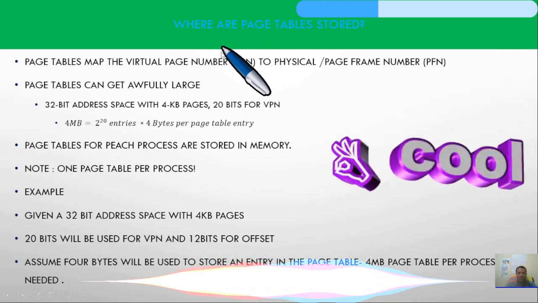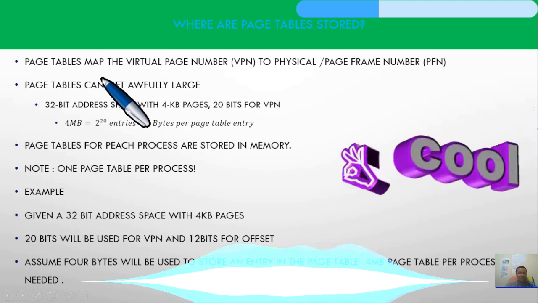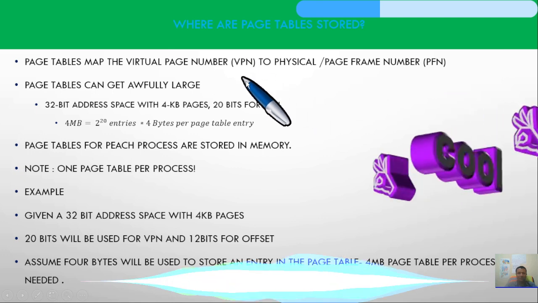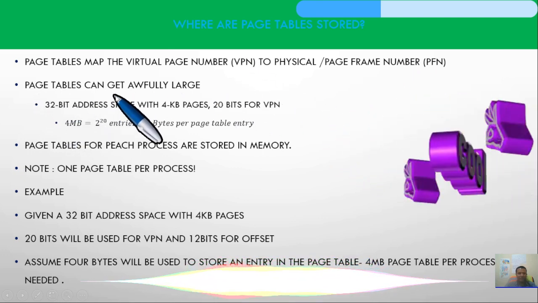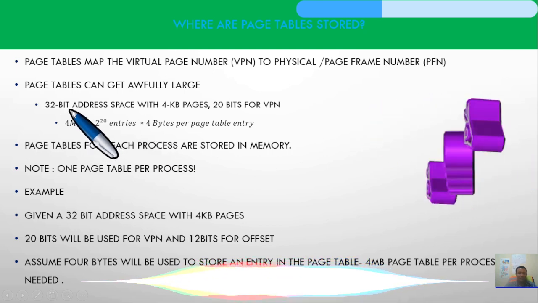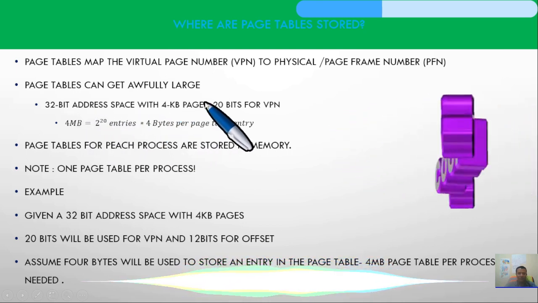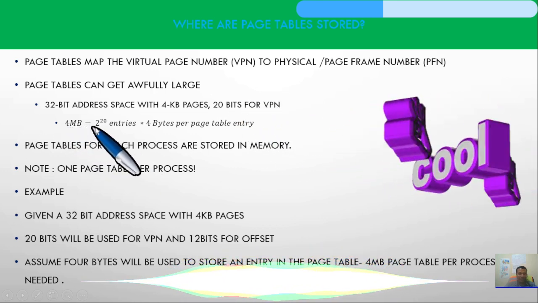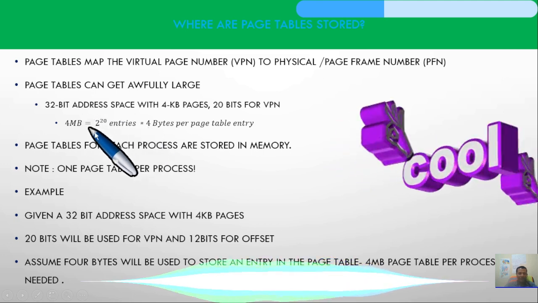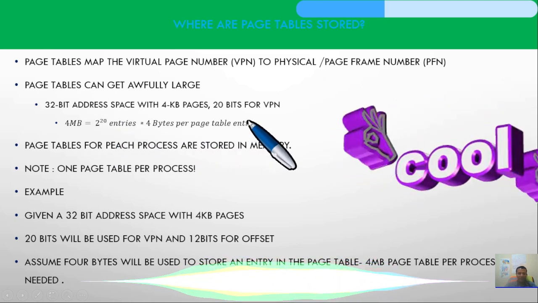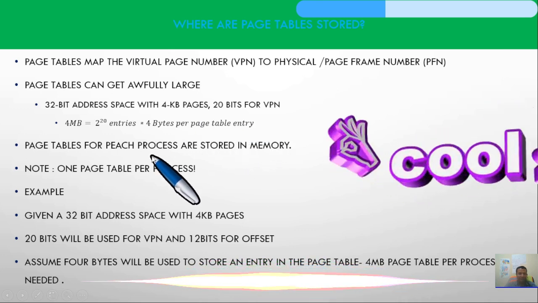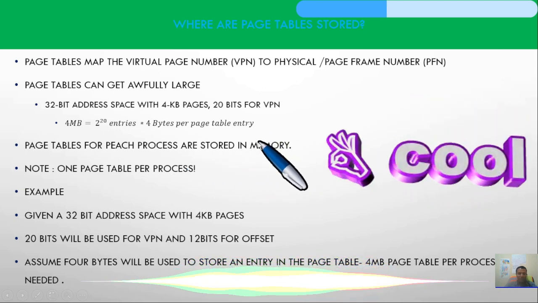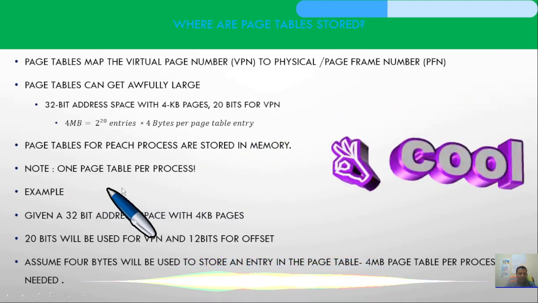The other question is, where are page tables stored? Page tables map the virtual page number, VPN, to the physical page frame number. So this is the idea. A page table can get awfully large. For a 32 bit address space with 4 kilobyte pages, 20 bits for the VPN are required, which is 2 to the power of 20 entries, about 1 million. Multiplied by 4 bytes per page table entry, we need 4 megabytes. Page tables for each process are stored in main memory, one page table for each process.